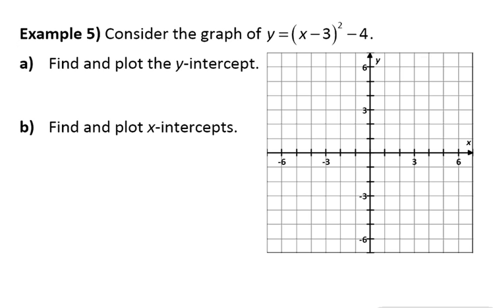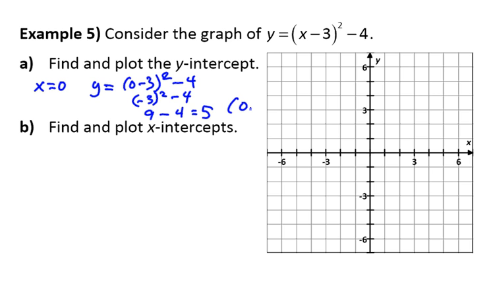This time, in example 5, the graph that we're going to be graphing is y equals parentheses x minus 3 squared, and then minus 4. So again, we're just going to repeat the same thing. We're going to find and plot the y-intercept, which means that we want to let x be equal to 0. So this time we'll have y is equal to 0 minus 3 quantity squared minus 4. So that's going to be negative 3 squared minus 4. So that's 9 minus 4, which is 5. So we have the point 0, 5 for our y-intercept.